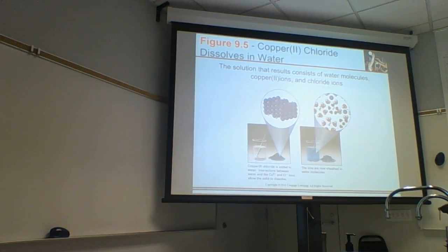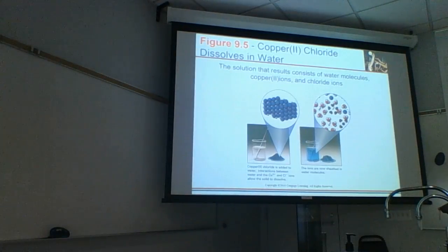Copper 2 chloride in water. Well, copper 2 chloride is a soluble salt. Chlorides, bromides, and iodides are all soluble except for silver, lead, and mercury. So chloride is a soluble salt. Soluble salts are strong electrolytes. If we take a look here, we have some solid. It's blue. It's not because of the chloride ions. The blue comes from the copper ions.